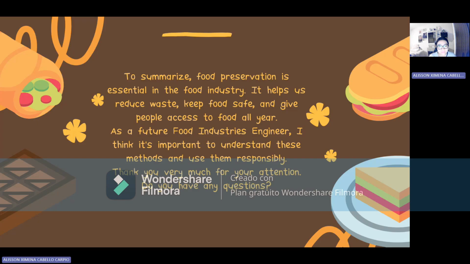As future food industry professionals, we should use these methods responsibly so we can protect people's health and take care of the environment too.